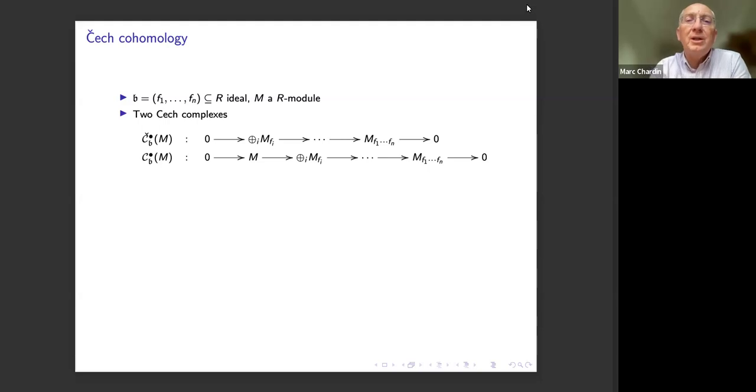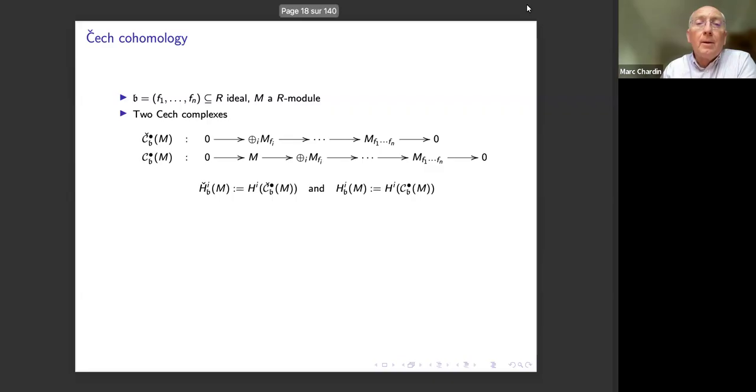But there are two versions. One starts at the localization, and the other one is augmented. You start at the module, and then you localize. So you send an element a to a over 1, which is the same as a f_i over f_i, or any of these copies, okay? And then continue with the complex. So you have these two versions, and I will denote these two Čech complexes with two different notations. I will put a check on the first one, which is the one that will compute sheaf cohomology, and the other one, which is usually called the Čech complex, is the one that computes what is called local cohomology.